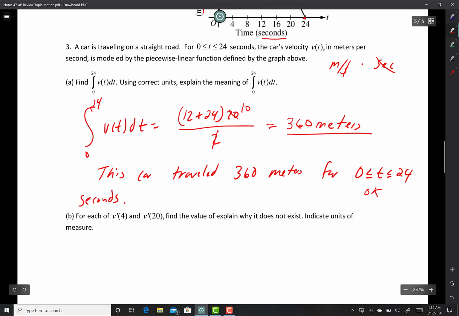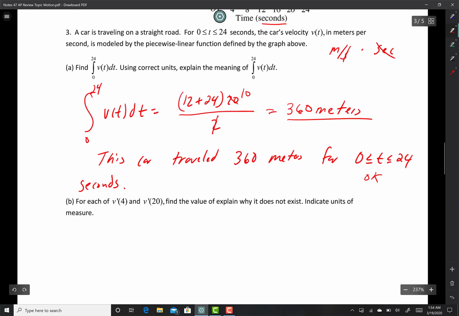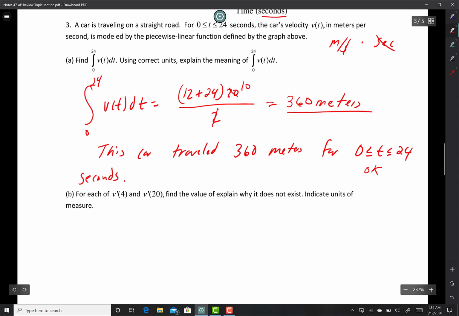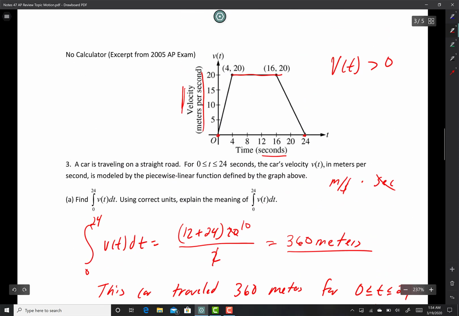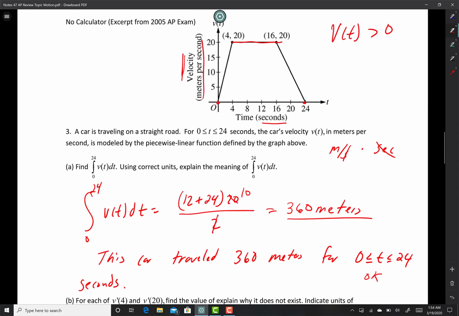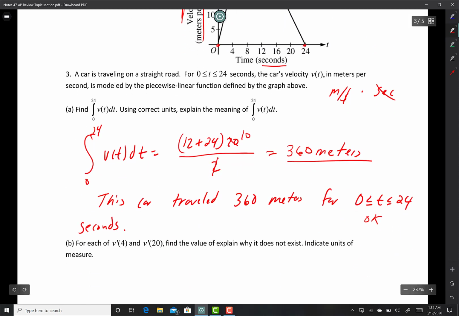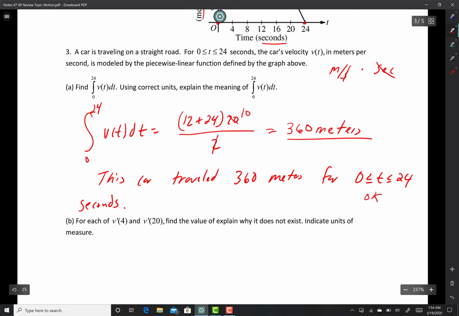All right, let's see. For each of v prime of 4 and v prime of 20, find the value and explain why it does not exist. Indicate units of measure. Okay, v prime of 4 definitely does not exist. Let me explain why, guys.